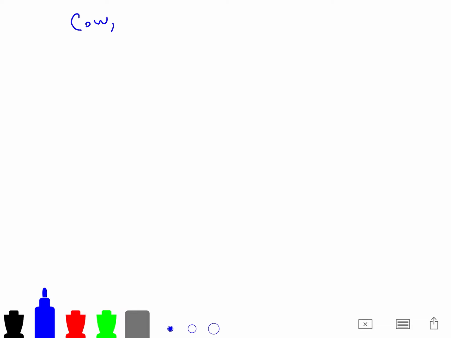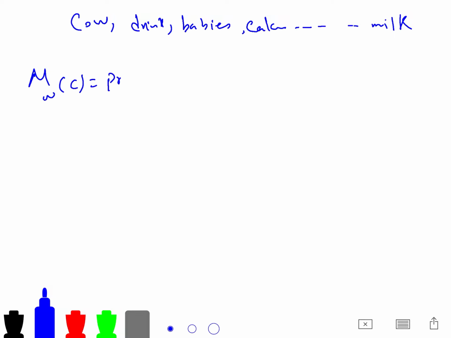Now we want to think about words that co-occur, with an example: cow, drink, babies, calcium, and then it reminds you that it's all about milk. So the meaning of a word is determined by the words it co-occurs with. The meaning is the probability that the word w and context c co-occur in a window of some size. Usually we use a window size of 5 in the corpus.